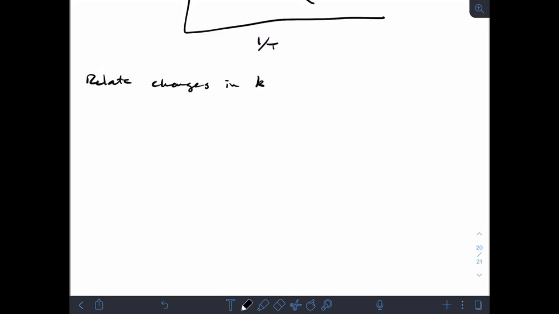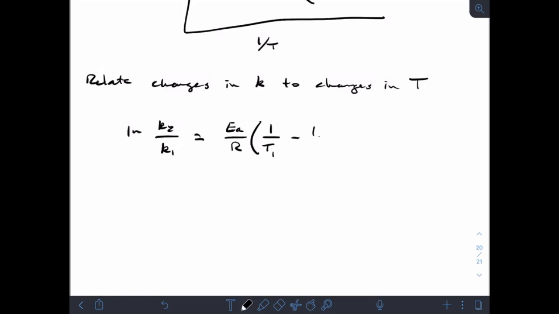Changes in K to changes in temperature. Okay, so we have a wonderful equation that I'm sure you're all going to know and love and tell all your friends about. And it looks like this. So we have natural log of K2 over K1 equals EA over R times 1 over T1 minus 1 over T2.